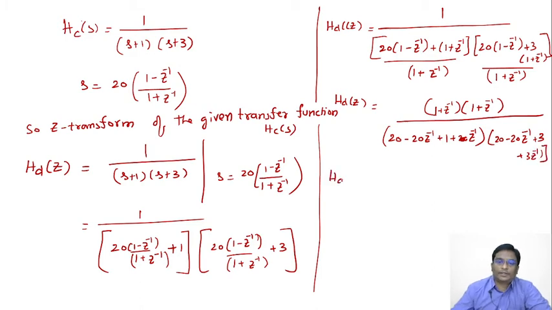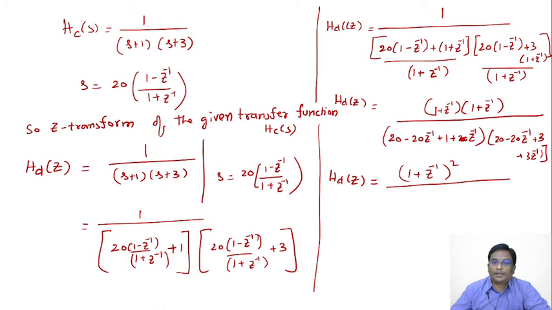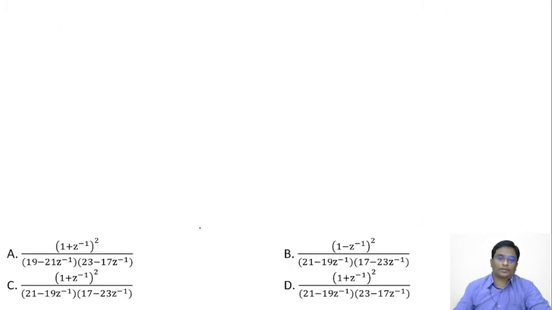Or HD of Z: the numerator is (1 plus Z inverse) whole square, divided by the denominator. This is 20 plus 1, 21, minus 20 plus 1, minus 19 Z inverse. Second term, 20 plus 3, this is 23, minus 20 plus 3, it becomes minus 17 Z inverse. That's all, finished. You choose the right option from these 4 options.